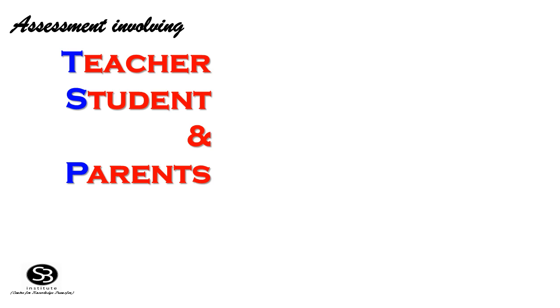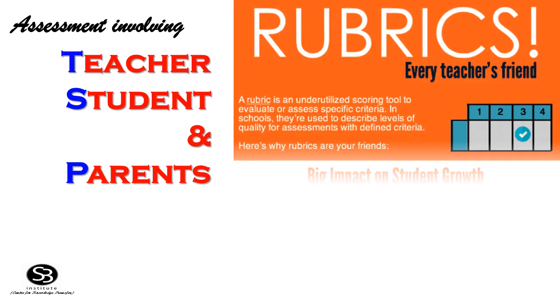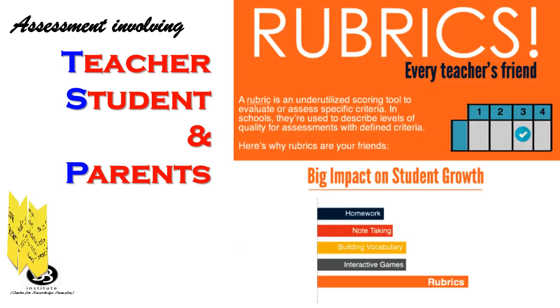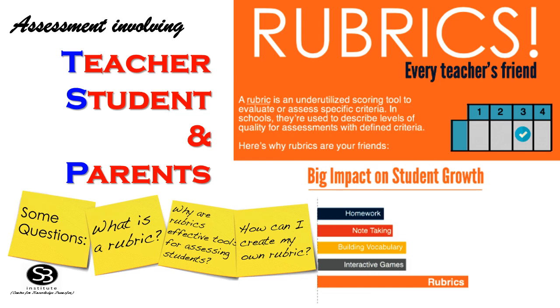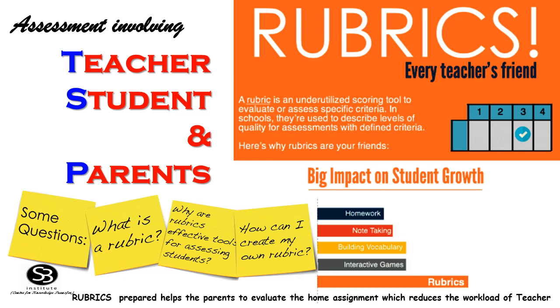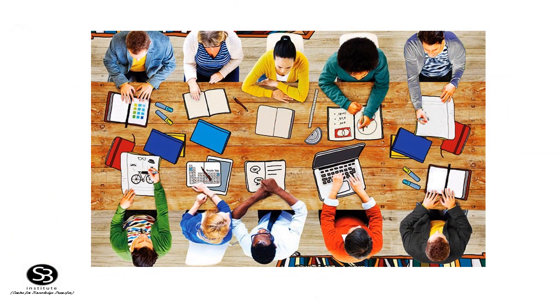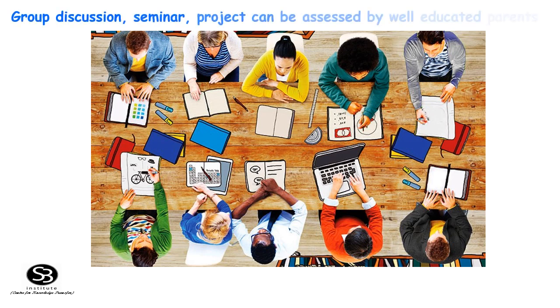In the previous slide, we have seen how an assessment should be done. Now, we will discuss what assessments should be done for the students. First, rubrics. What is a rubric? A rubric means a scoring guide used to evaluate the quality of students' work. So, a rubric is created and given to the parents as a home assignment to also evaluate, which reduces the workload of the teacher. Second, group discussion, seminar, project can be assessed by well-educated parents.